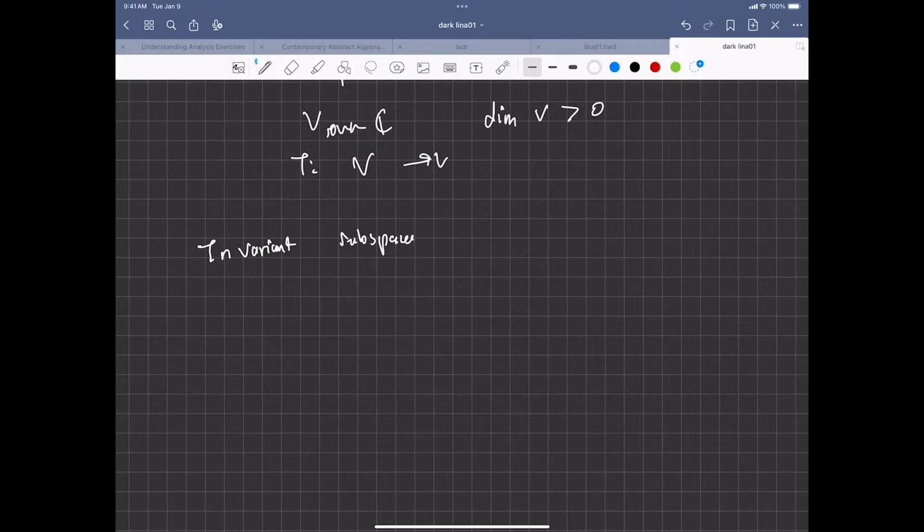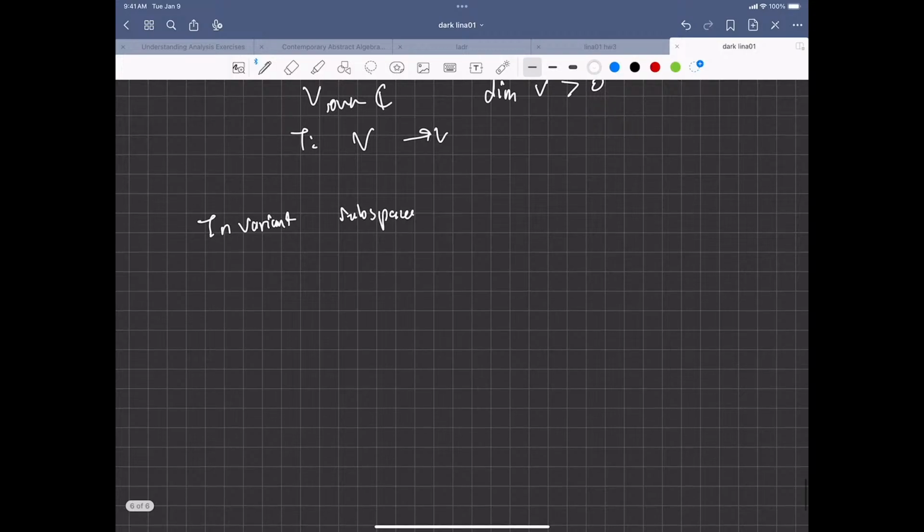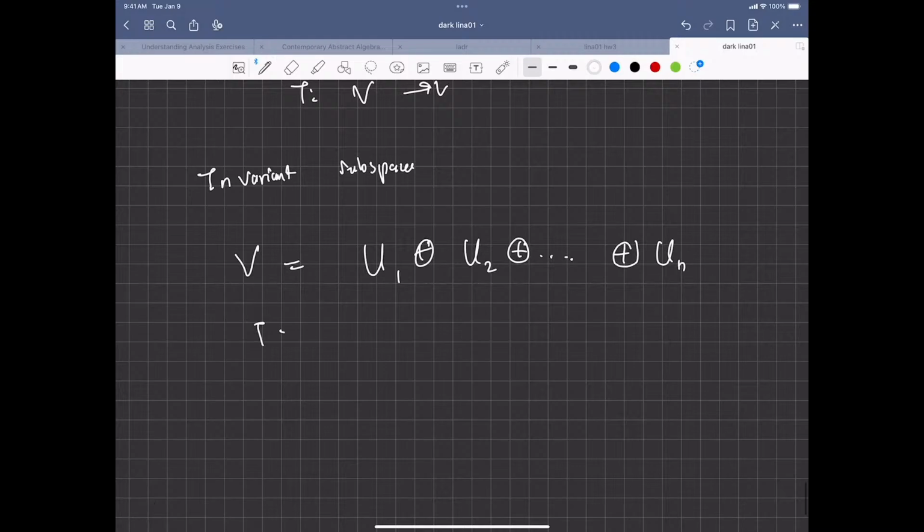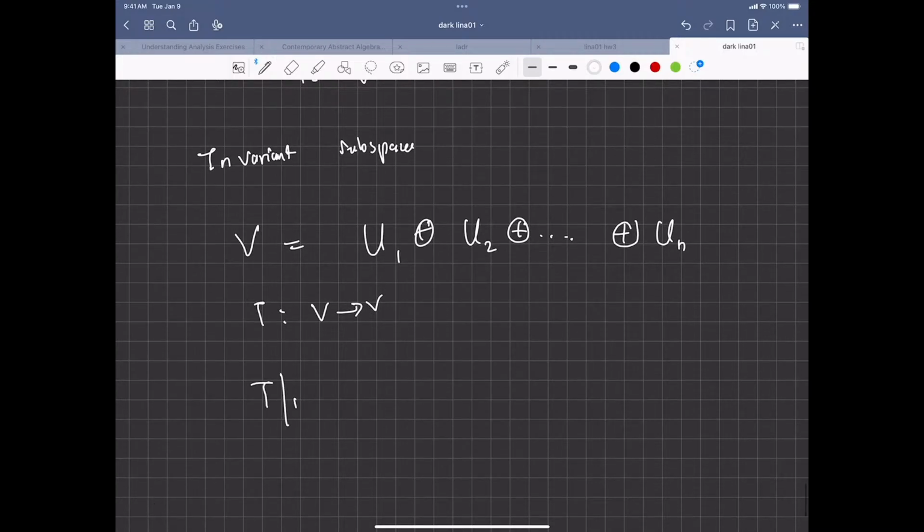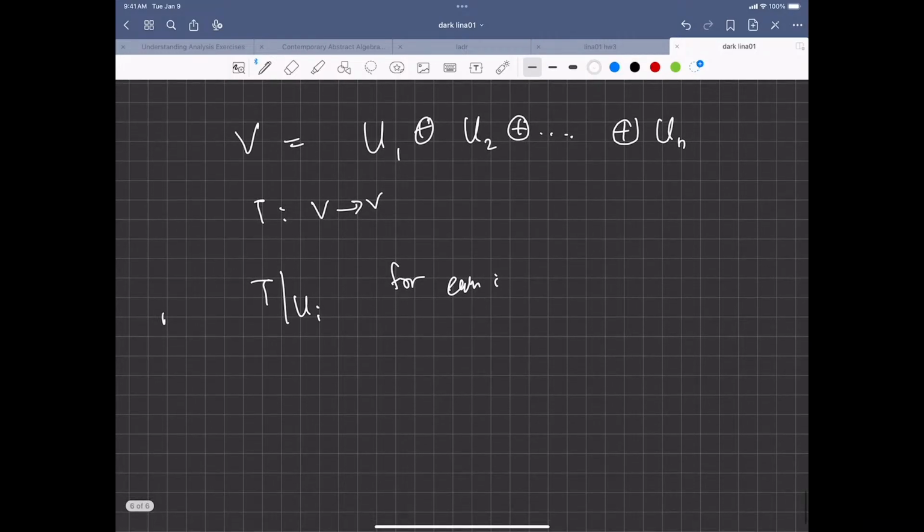The whole idea is that, just like with a basis, if we study how linear transformations behave on the basis vectors, maybe the vector space is composed of the direct sum of a few subspaces. If we have a linear map T from V to V, and we can study how T behaves on each U_i, then perhaps we can understand how T as a whole behaves.